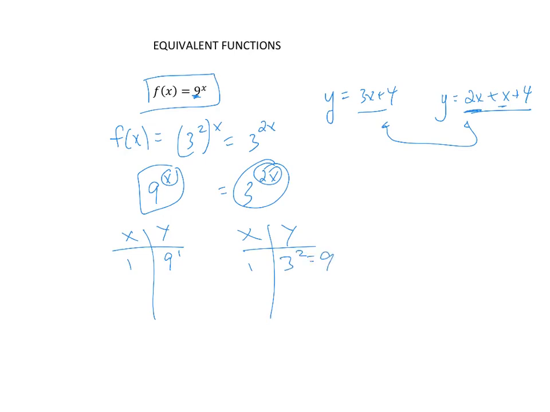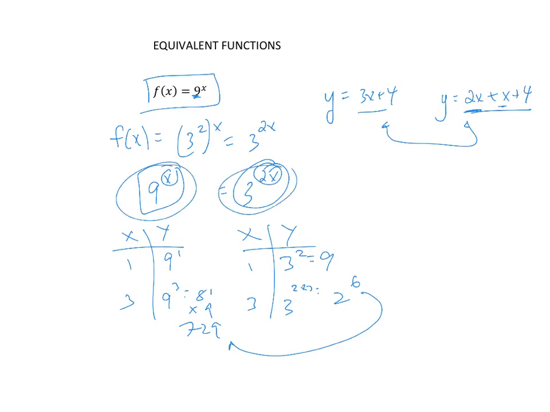Or if you want to try a bigger number, such as 3, if you sub in 9 to the power of 3, you end up getting 81 times 9, 729. If you do exactly the same thing for here, you sub in 3, what's 2 times 3? So 2 times 3 will give you 3 to the power of 6, and you put it in your calculator, you also will get 729. So in other words, these two equations or functions are identical, they're equivalent.